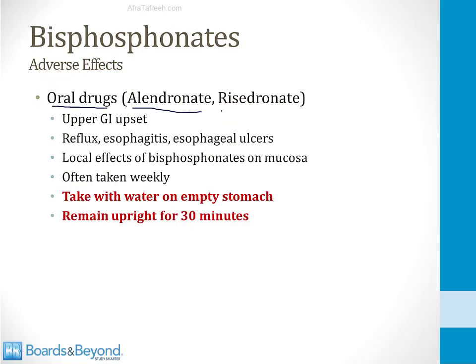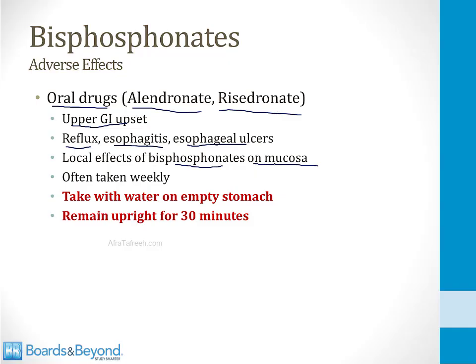Some of these are oral drugs. In particular, alendronate and risedronate are oral bisphosphonate drugs, and the main side effect of the oral drugs is upper GI upset. Patients who take these drugs often develop reflux, so they complain of heartburn. They can develop esophagitis and even sometimes esophageal ulcers. And this is all due to a local effect of the bisphosphonate molecule on the GI mucosa.